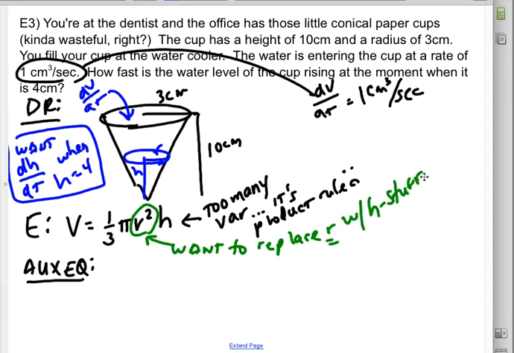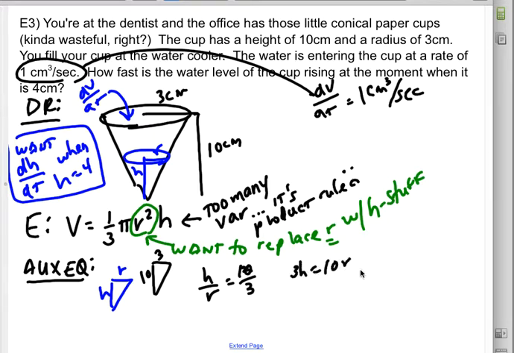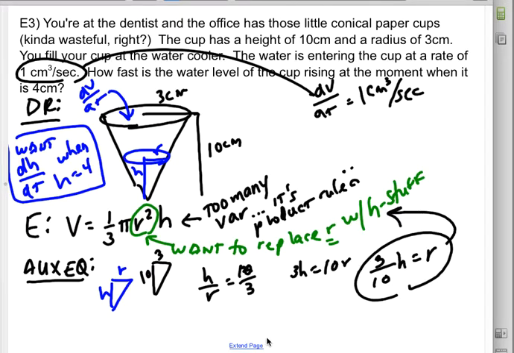So the way I'm going to do that, and the way it's going to work in every cone problem, is that there are 2 proportional triangles. This water triangle, which has a height of h and a radius of r, is proportional to this cross-section of the entire thing that has a height of 10 and a radius of 3. So h is to r as 10 is to 3, right? Meaning if I cross multiply, 3h equals 10r. Since I want to replace the r stuff, I'm going to use 3/10 h to replace r. That's how I'm going to replace the r stuff.